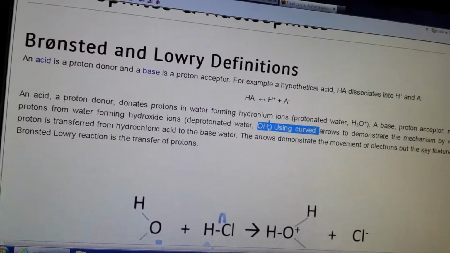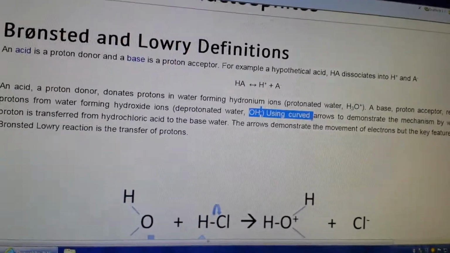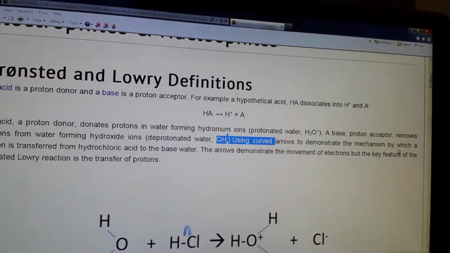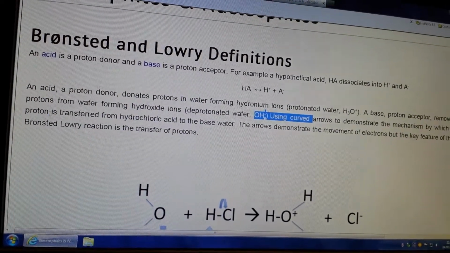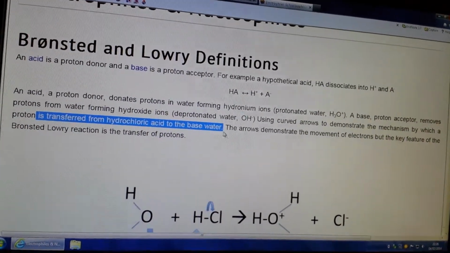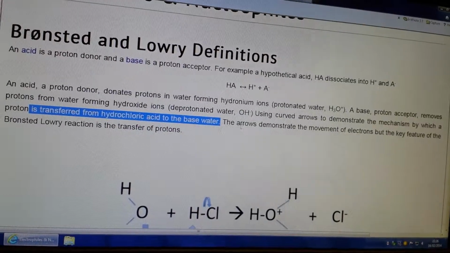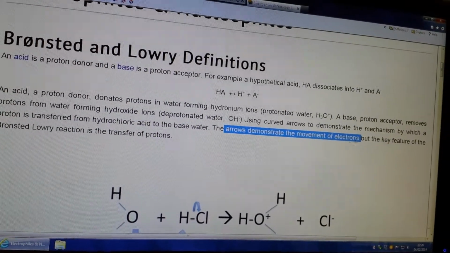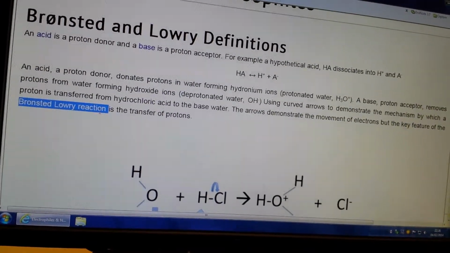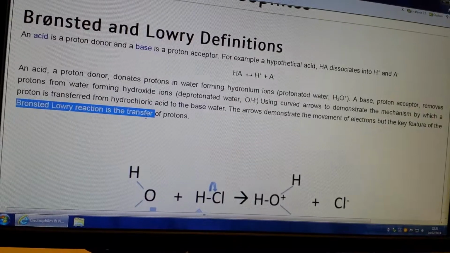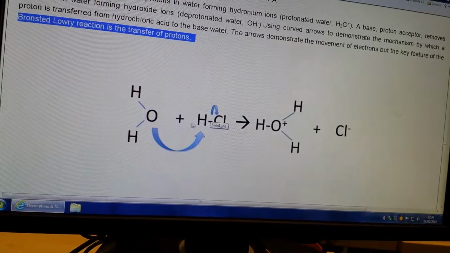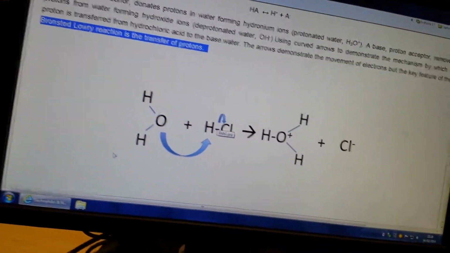Using curved arrows to demonstrate the mechanism by which a proton is transferred from hydrochloric acid to the base water. The arrow demonstrates the movement of the electrons. The feature of a Brønsted-Lowry reaction is the transfer of protons. So in this reaction, you can see a Brønsted-Lowry reaction.